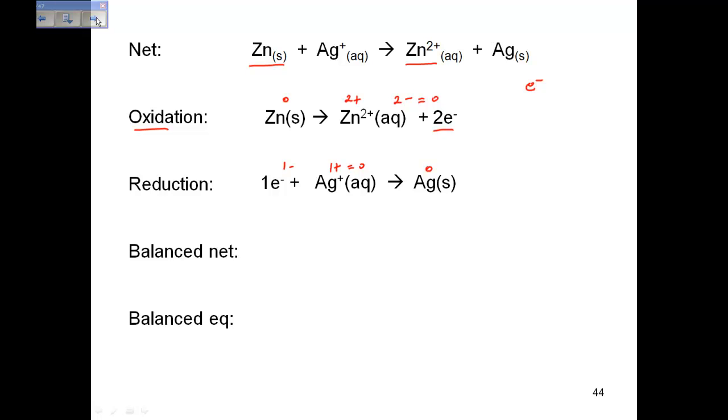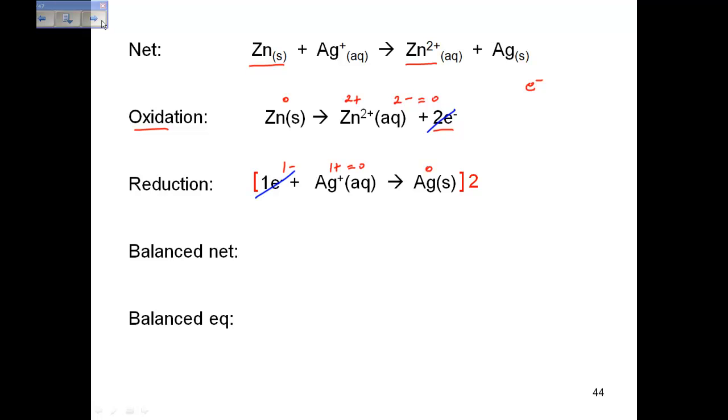Since the oxidation is giving off 2 electrons and the reduction is taking on 1 electron, it makes sense that we will make the reduction happen twice to get those to be the same. So I would multiply the reduction by 2. That means I have 2 electrons, 2 silver pluses, and 2 silver solids, multiplied through by that factor of 2. Now that I have the same number of electrons, those electrons cancel out.